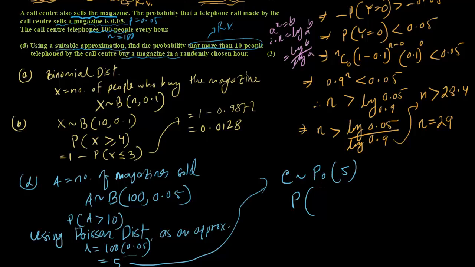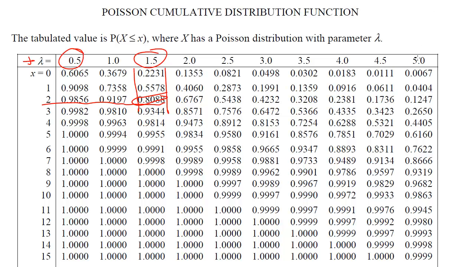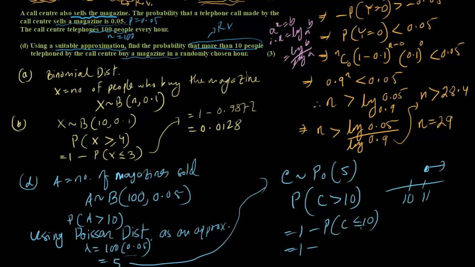Remember, this is discrete, the same as binomial, so there is no continuity correction. So P(C > 10) = 1 − P(C ≤ 10). Remember, since this is discrete, greater than 10 means starting from 11, so we have to go up to 10 in the complement: 1 minus P(C ≤ 10). Let's look up the table. We're looking for lambda equals 5 and less than or equal to 10. So that is this one all the way over here, 0.9863.